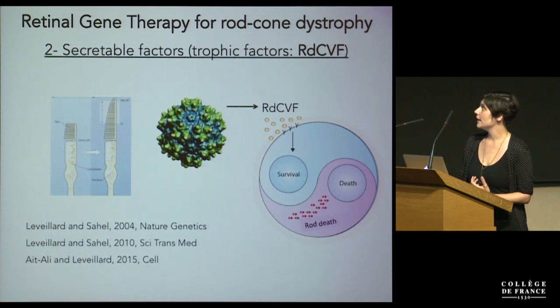So the idea behind RDCVF in form of gene therapy is that we're not going to be injecting the RDCVF protein, but we're going to encapsulate the gene encoding RDCVF into an adeno-associated virus, and we're going to deliver this into the retinas in order to have continuous secretion of this trophic factor, which is going to delay the death of cone photoreceptors for as long as possible.